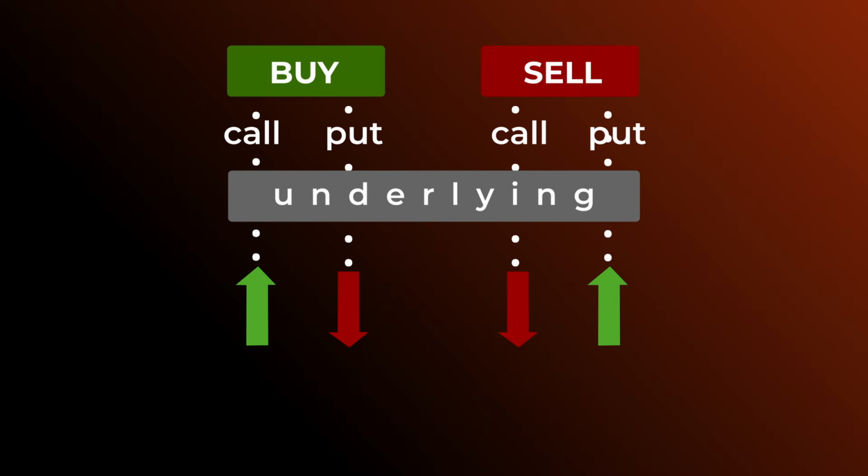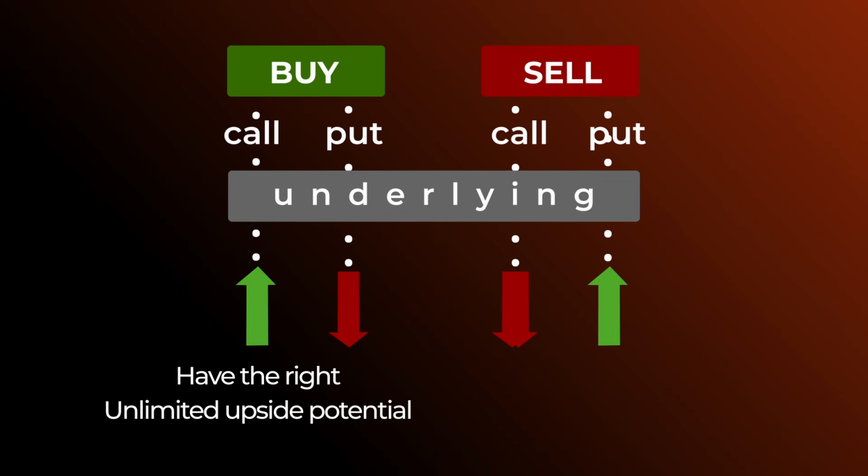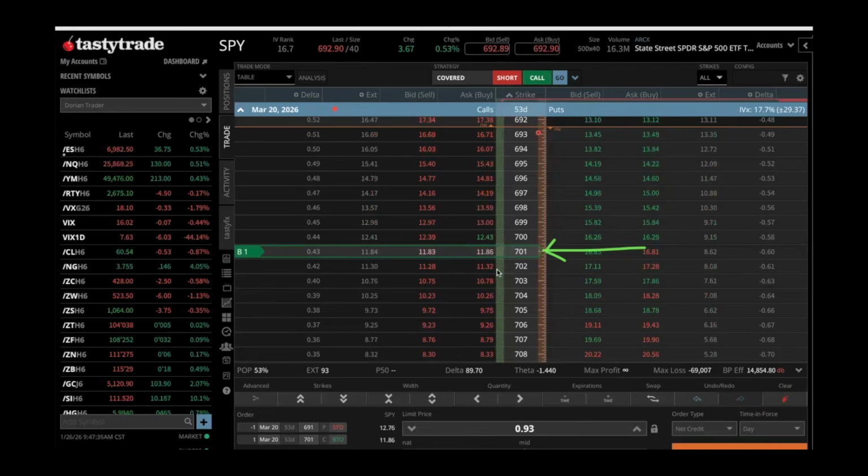When you buy a call, which most people start with when they start trading options, you have a right to purchase at a strike price, in this case the 701. You have a right, but not an obligation. You have unlimited potential to the upside when you buy a call. But if you were going to just outright buy this call, it's going to cost you almost $1,200.